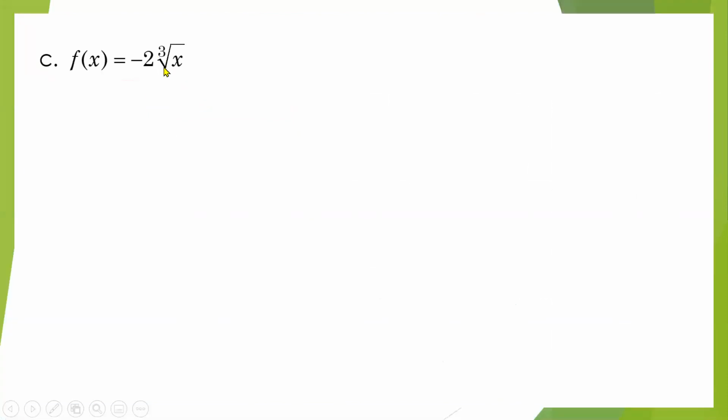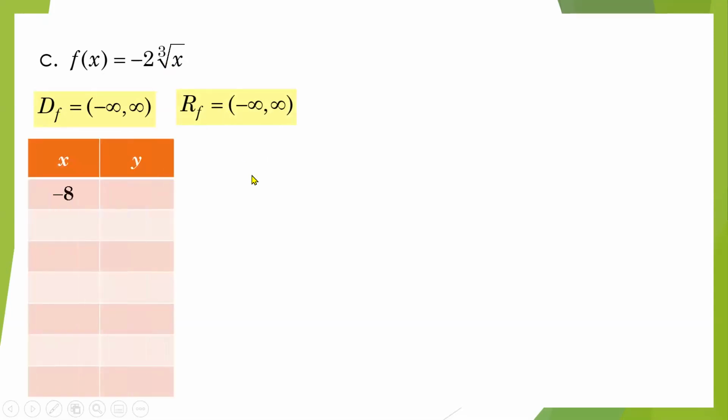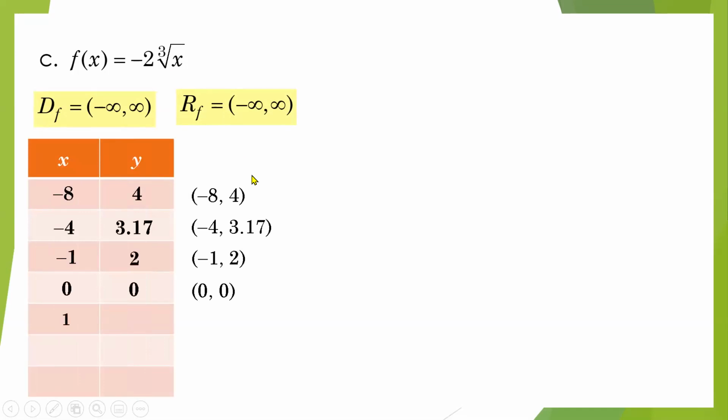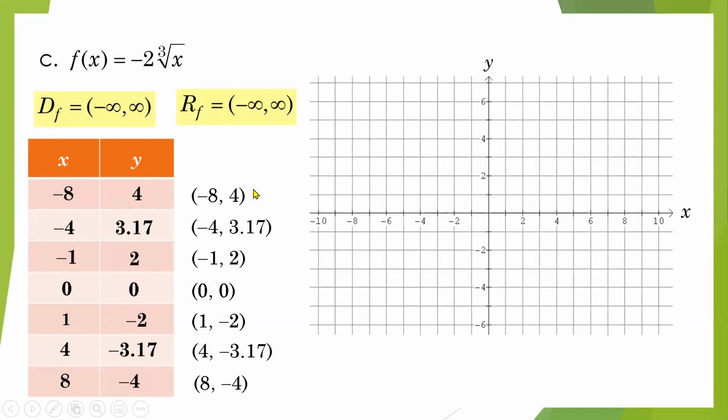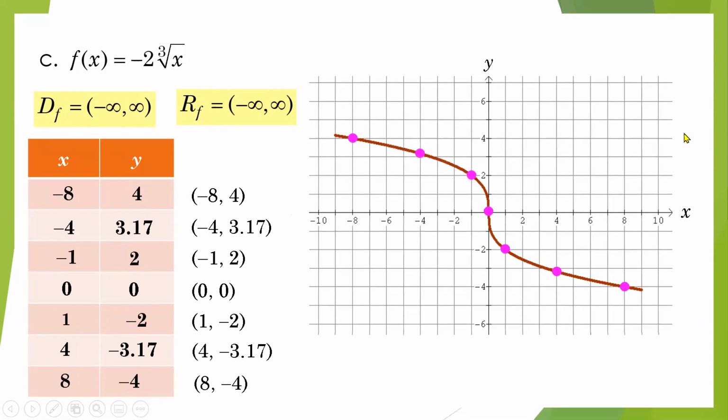So cube root, but the coefficient is negative. If cube root, you can assign any number to x. So negative infinity to positive infinity. The range is the same, no? Negative infinity to positive infinity if it is an odd root. So you assign values, then plot these points, then trace, using your calculator to compute the y values. That's it. Okay?